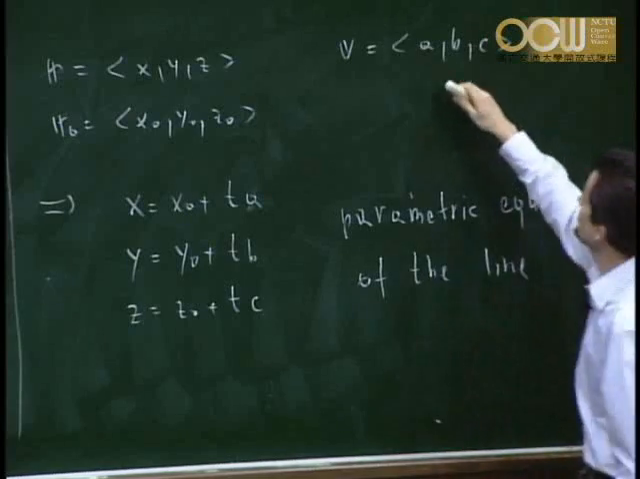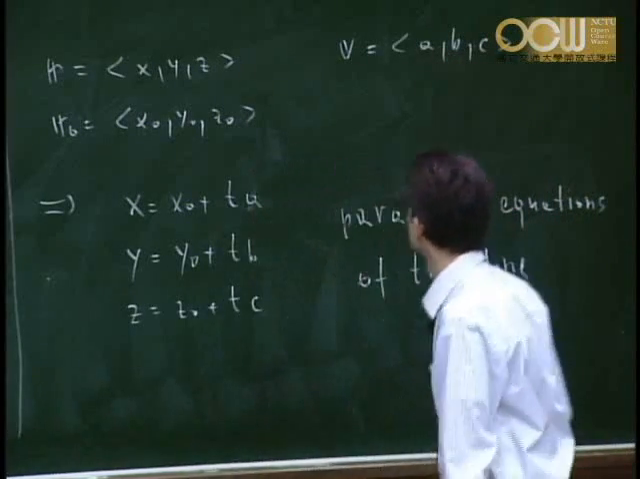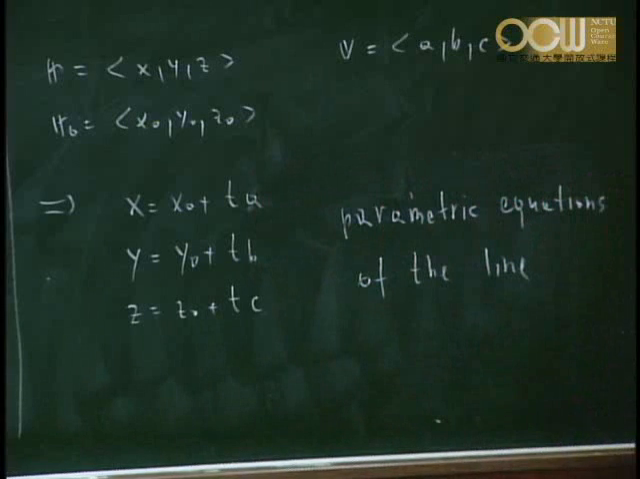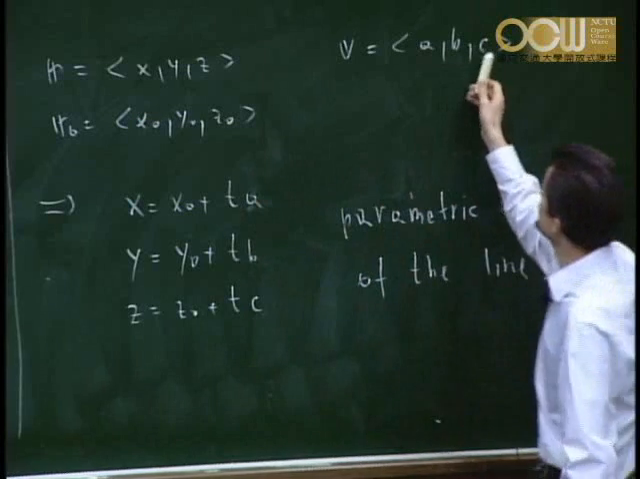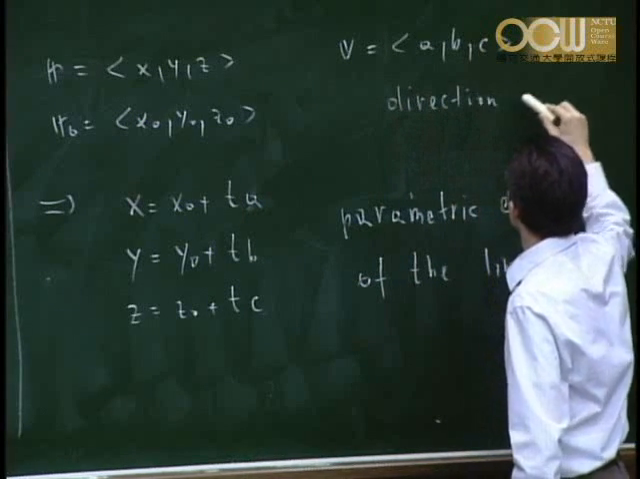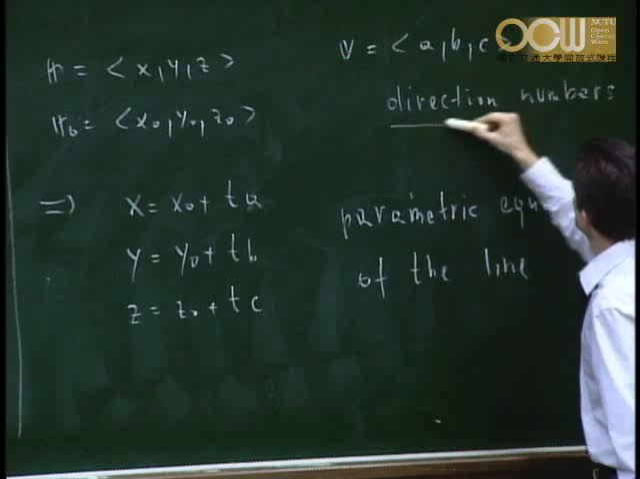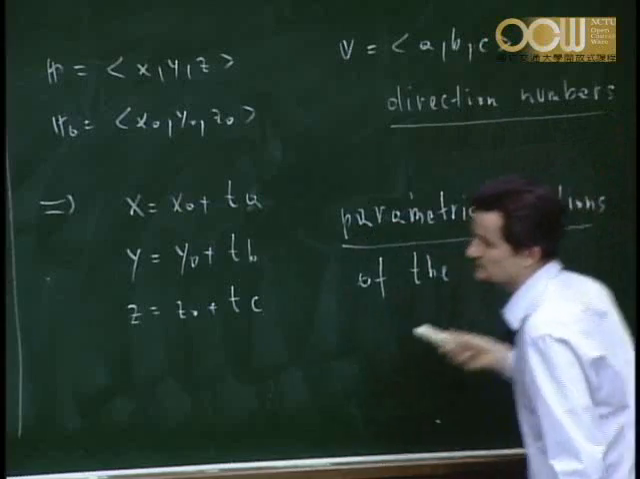Okay, and for those numbers here, there is their own terminology. They are called the direction numbers, or directional numbers, I'm not sure how the textbook calls it. So those a, b, c are normally called the direction numbers. Okay, so this is terminology.